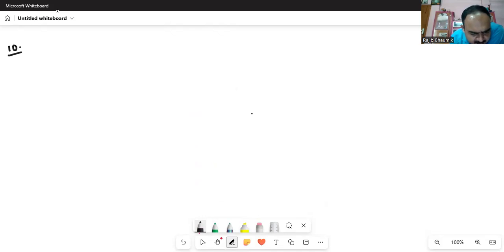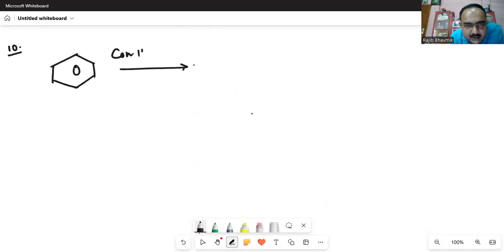Benzene is heated with a mixture of concentrated HNO3 and H2SO4. बेंजीन जो है, इसको हम लोगों ने concentrated HNO3 और concentrated H2SO4 के साथ में यहाँ पे हीट किया है, तो यहाँ पे नाइट्रोबेंजीन प्रोड्यूस होगा.